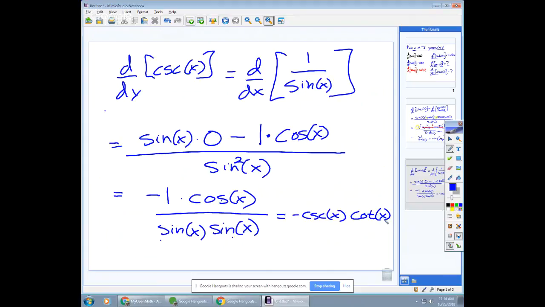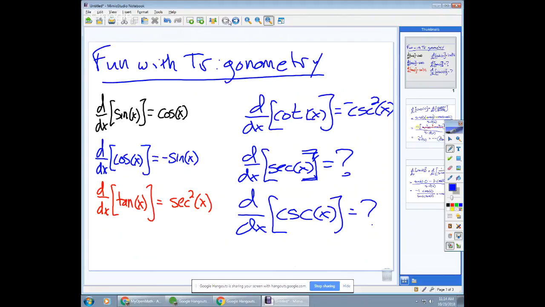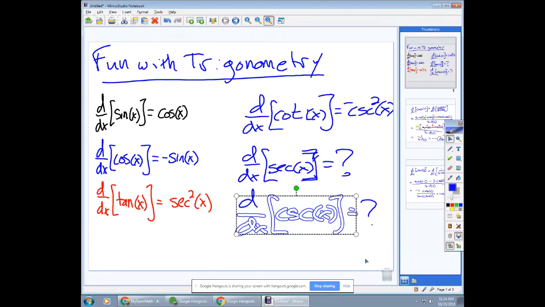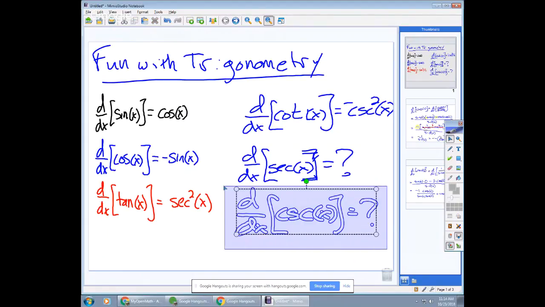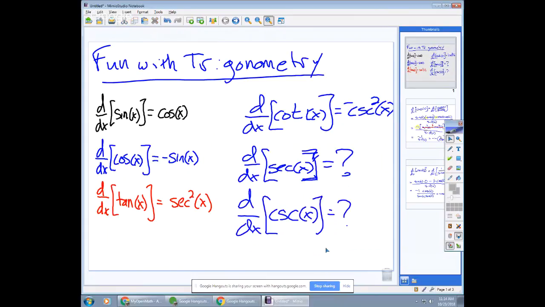So I'm going to go add that to my list back here. Where am I? This guy down there. I didn't give myself quite enough room for that. Try again. So negative cosecant of x. Oops, I didn't give myself enough room again. Times the cotangent of x.